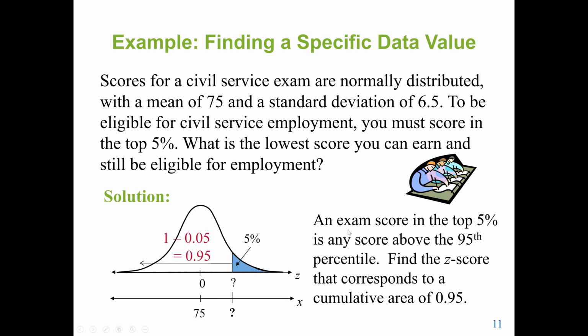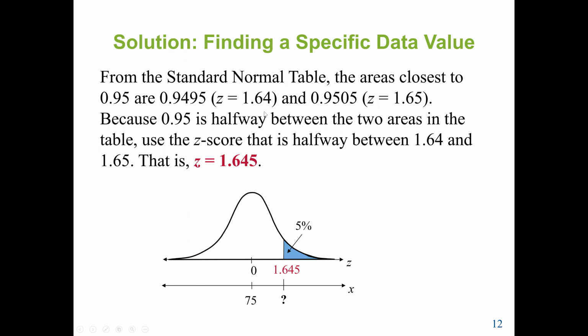So let's go through the steps. Here we say an exam score in the top 5% is any score above the 95th percentile. So find the z-score that corresponds to a cumulative area of 0.95. So from the standard normal table, the areas closest to 0.95 are 0.9495 and the next value close to 0.95 is 0.9505. So we can find the average of the two, or the halfway between the two, which gives us 0.95. And then we can find the z-score for it.